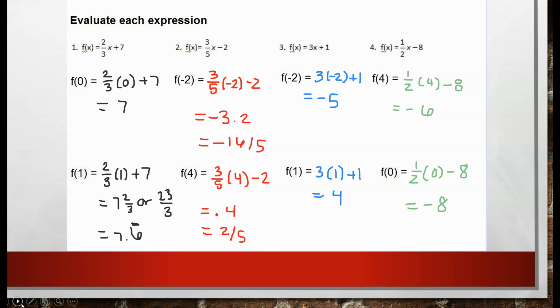Well, eventually we're going to get to multiple variables.